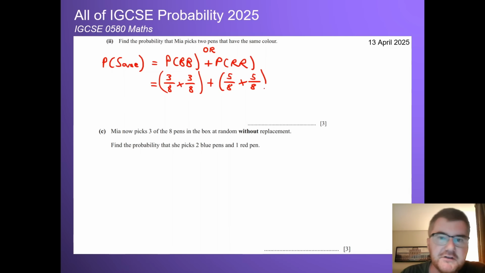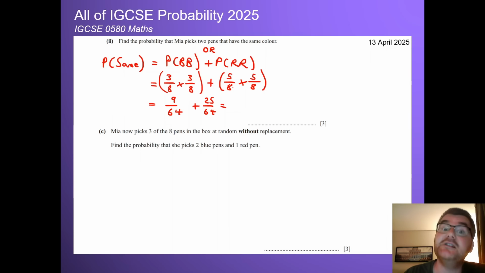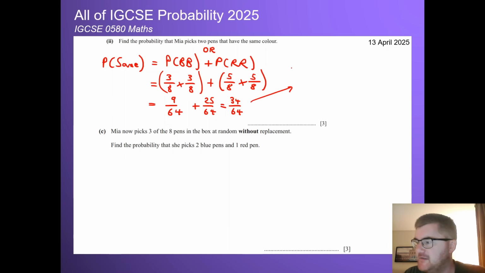I don't have to use a calculator here. Remember, timesing fractions, we just times top times bottom. So we get 9 over 64. And then we get 25 over 64. We add fractions with the same denominators. We just add the bottoms. So we get 34 out of 64. And that does simplify here. So that's going to simplify by dividing by 2 to get 17 over 32.